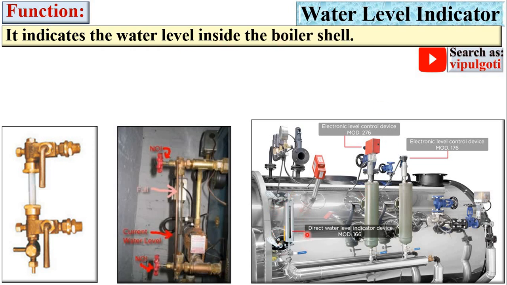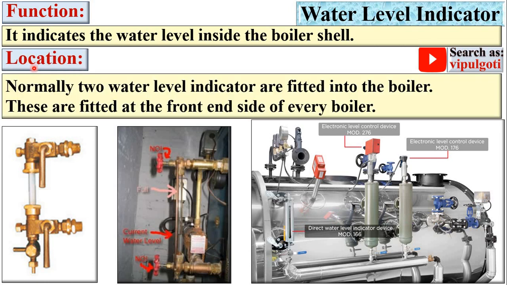Here you can see the water level indicator. It indicates the water level inside this boiler shell. Now next, location. Normally, two water level indicators are fitted into the boiler. These are fitted at the front and side of every boiler. Here you can see the front and side of the boiler.